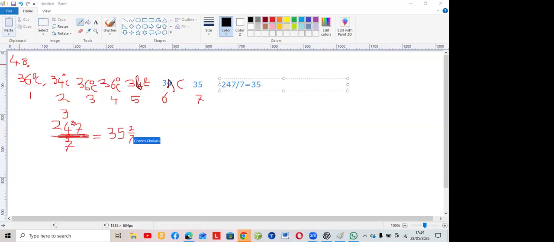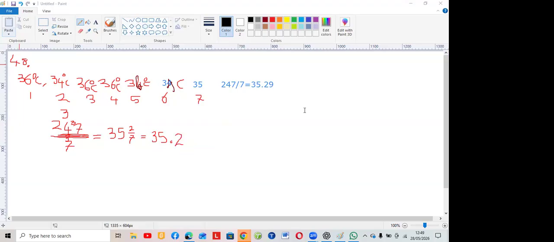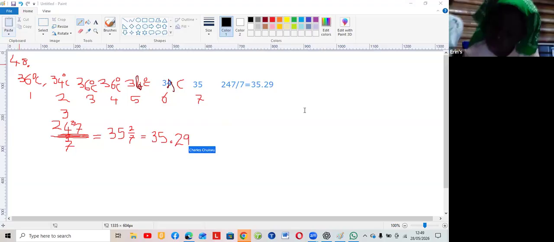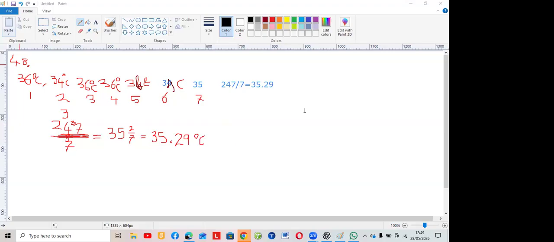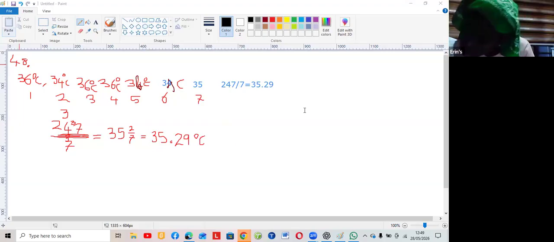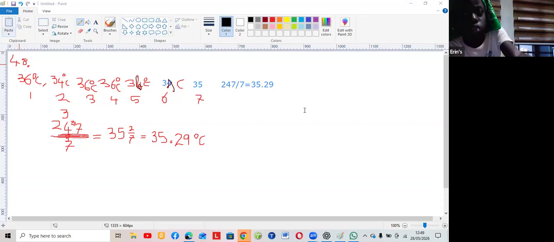So is there any answer that looks like this, or is it in decimal that they gave it? Please help me check. Is there any answer that looks like 35 whole number 2/7, or 35.29? I mean, 0.29? Yes, sir. So wait, let me see. What happened, Faith? So it's 35 point what? 0.29, Abby? Yes, sir. There's something like 35.29. Okay.